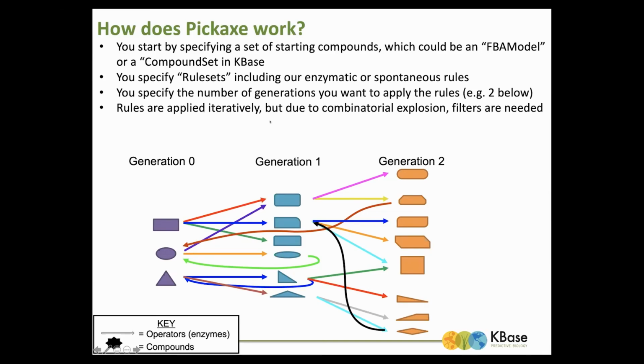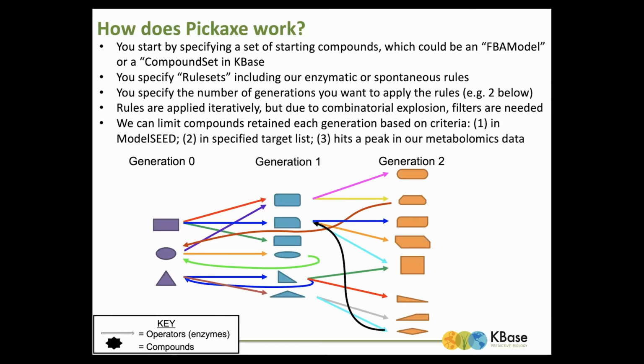Rules are applied iteratively, but we talked earlier about combinatorial explosion. Yes, I hear you. It happens. It's a very big problem. So we have to apply filters, and that's how we limit the compounds retained in each generation. That's how Pickaxe works. You give it a limit. You say, I know you made 50,000 compounds. I only want to keep 3,000 of them. And so how does it pick which 3,000 to keep?